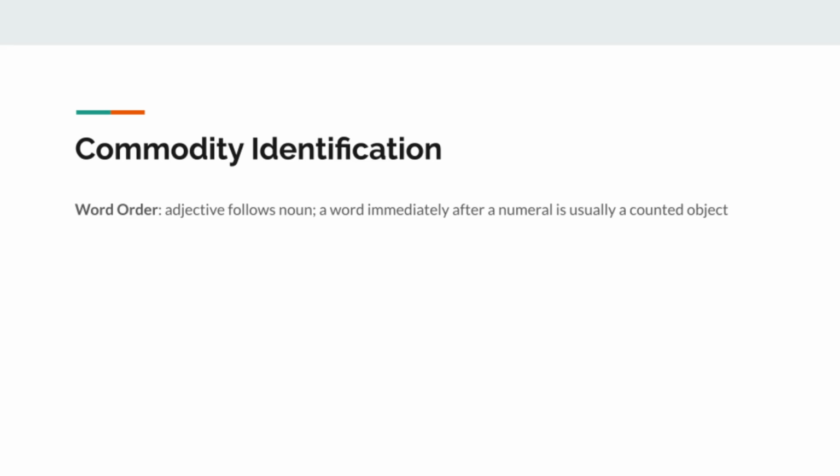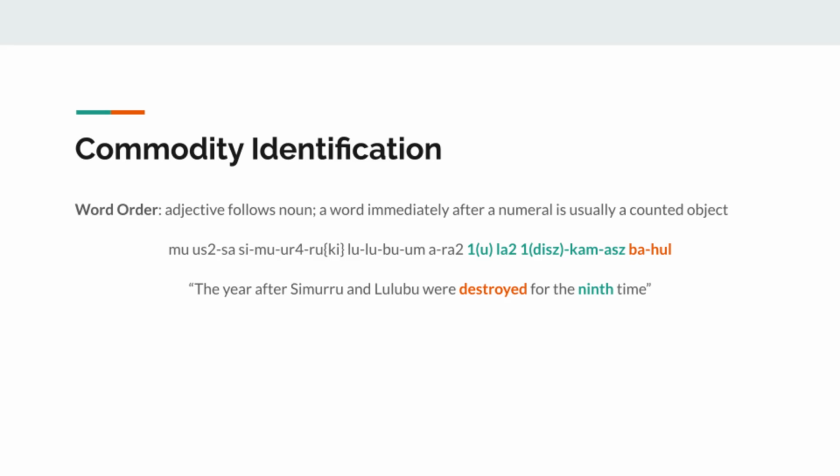As simple as this rule is, it's sufficient for many cases. However, it falls apart in examples like the one on the slide. Here we have the word bahul immediately following a numeral. If we naively say that everything after a number is a counted object, we will make a mistake, since bahul in this context is a verb.